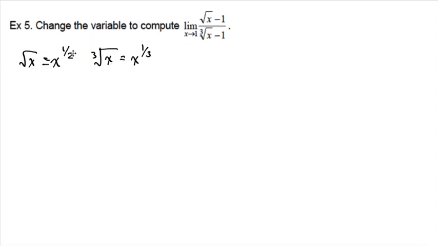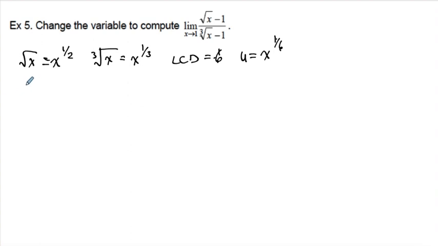Well, I know that the lowest common denominator between 2 and 3 is 6. So I'm going to let my u value equal x to the 1/6. And by doing that, it's going to allow me to rewrite x to the 1/2 and x to the 1/3 using x to the 1/6. So what does that mean?